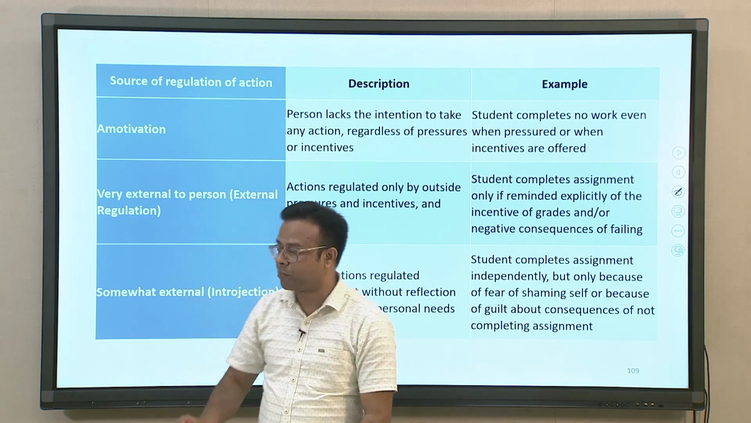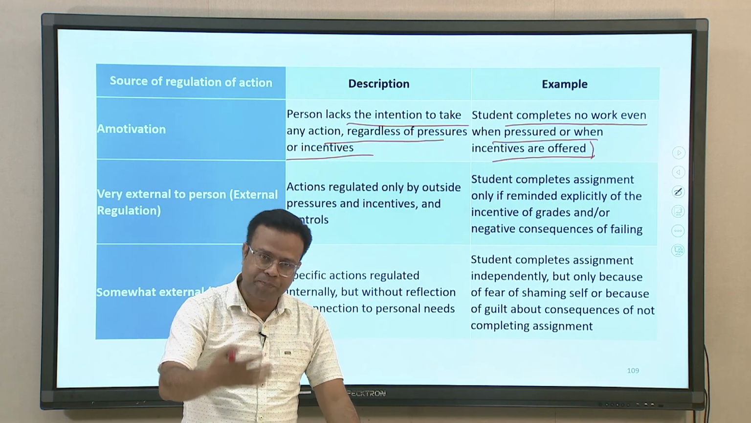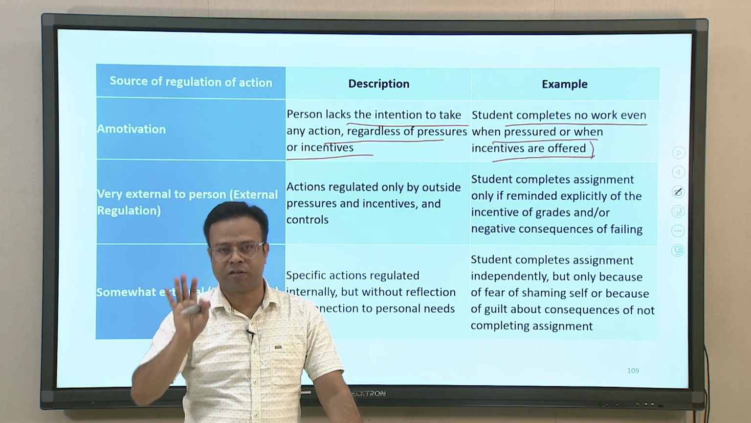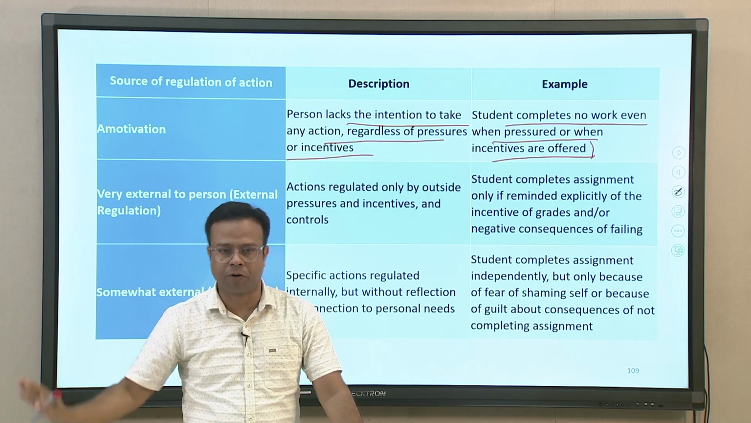So, for example, we talked about amotivation, where there is no motivation. The person lacks the intention to take any action regardless of pressure or intensity. How much pressure you give, how much incentive, the person is still not motivated. So, that is the case of amotivation. An example would be a student who completes no work even when pressured or when incentives are offered. Say, in the case of a student, whatever pressure or punishment the teacher gives, the student still does not do the work. So, that is the case of amotivation, there is no motivation at all.